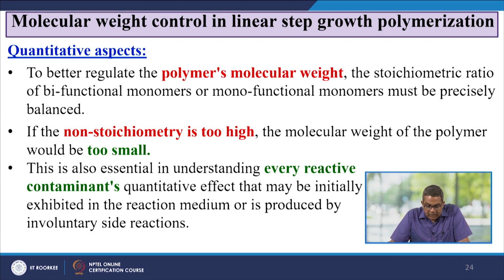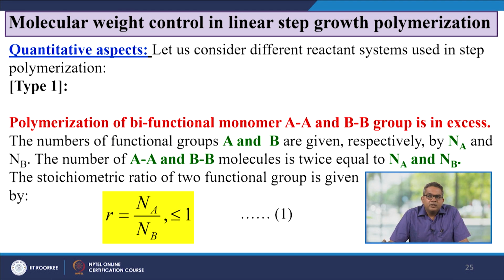Now, the quantitative aspect. If we talk about molecular weight control, to better regulate the polymer's molecular weight, the stoichiometric ratio of bifunctional monomer or monofunctional monomers must be precisely balanced. If the non-stoichiometry is too high, the molecular weight of the polymer would be too small. This is essential in understanding every reactive contaminant's quantitative effect, that may initially be present in the reaction medium or be produced by involuntary side reactions. Let us take this quantitative aspect.